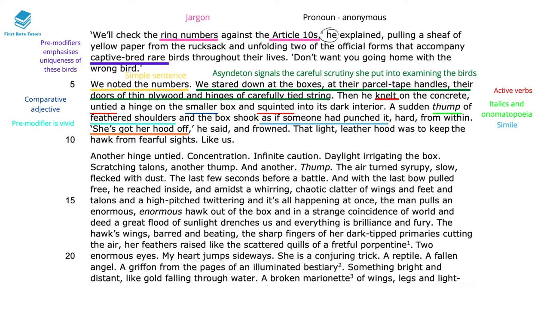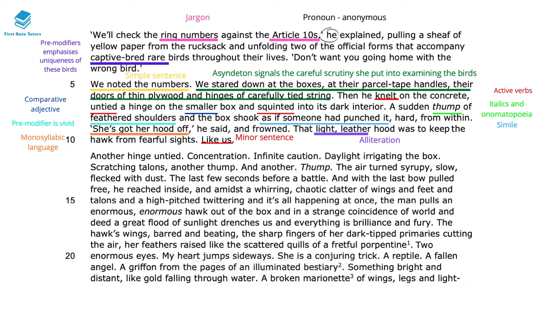Now, he then said that she's got her hood off, and this monosyllabic language shows that this man who looks after these hawks is very straight-talking, very straight-shooting as a person, and we get more of his personality starting to come through. Furthermore, the terms "light" and "leather", the alliteration, really highlights and focuses our attention on this hood which the hawks are covered in. And of course, this is to make sure that they're kept away from these fearful looking sights and they don't really get too scared when they're inside the boxes, when they're looking at different human beings passing and so on.